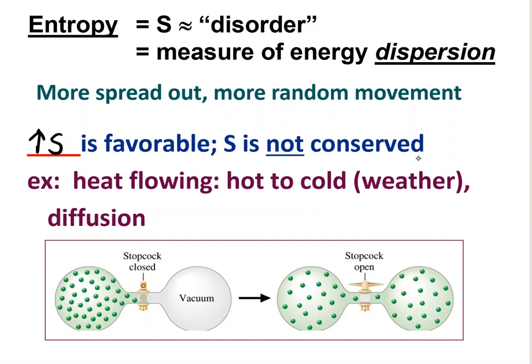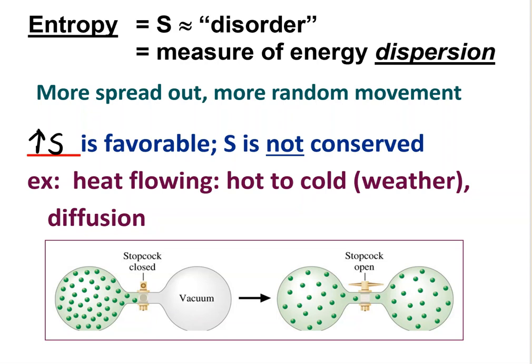Entropy is not conserved. It's always increasing for spontaneous processes. An example is diffusion. If allowed to do so, these particles will spread out, and when they're spread out, they have more randomness to them. That has more possible energy states. This is definitely an increase in entropy.